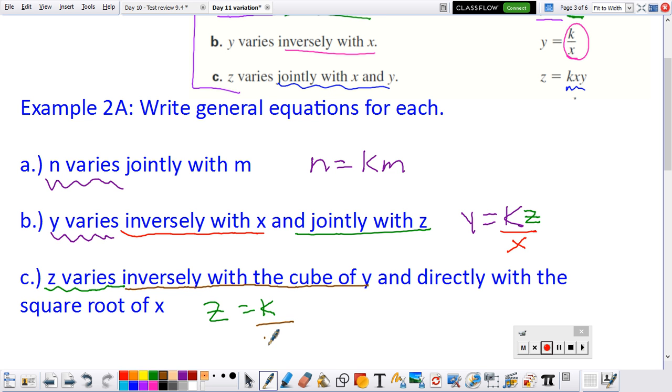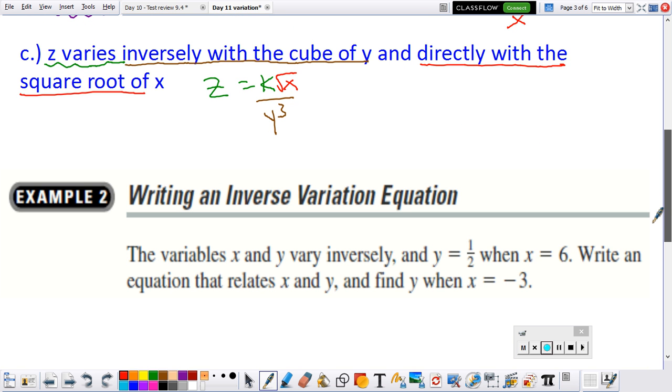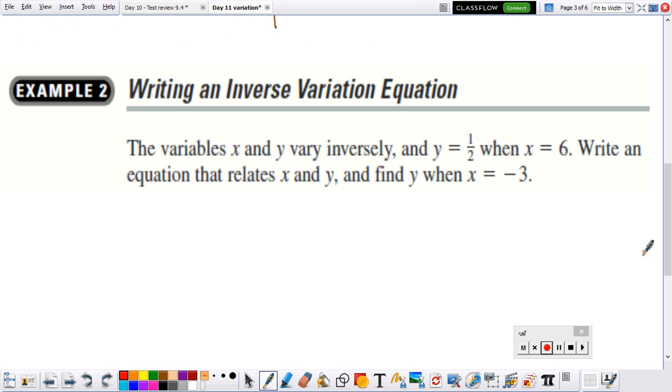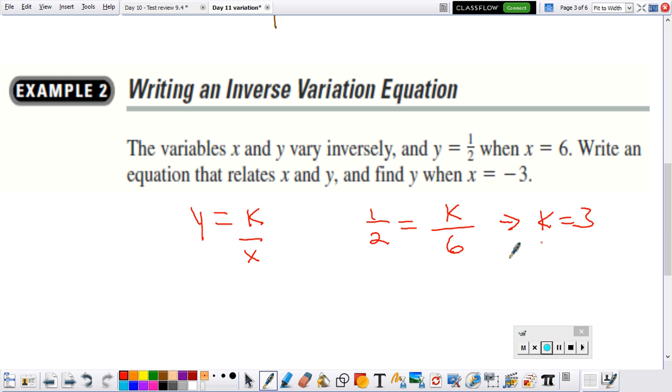It says the variables x and y vary inversely. So we immediately know y equals k over x. Y is 1/2 when x is 6. Write an equation that relates x and y. Find y when x is -3. Well, immediately if I solve for k by multiplying by 6, I know k is 3. So my equation is going to be y equals 3 over x. There's my equation. Check. Find y when x is -3. Y is -1.